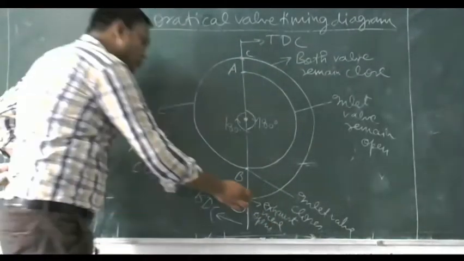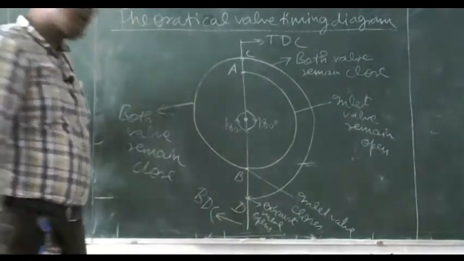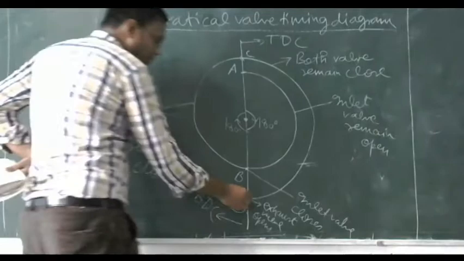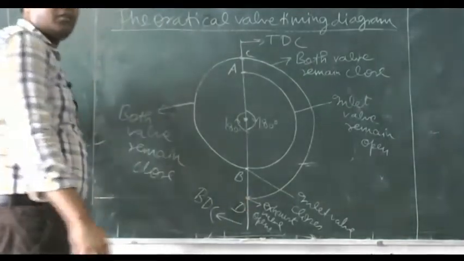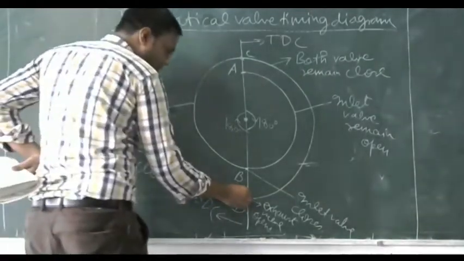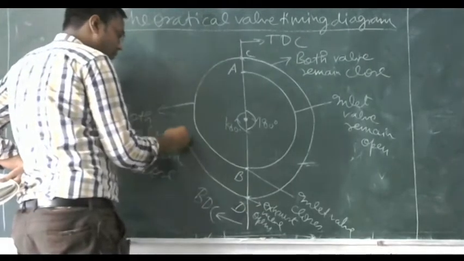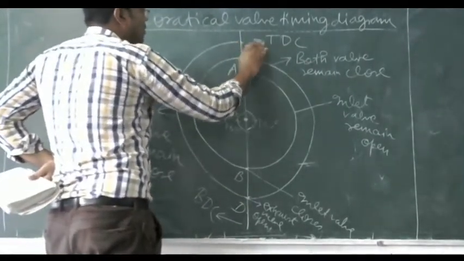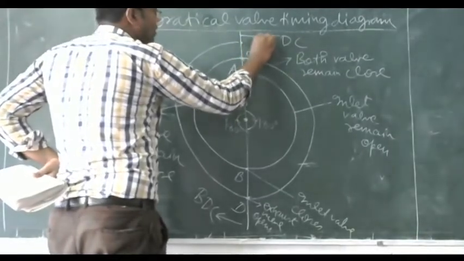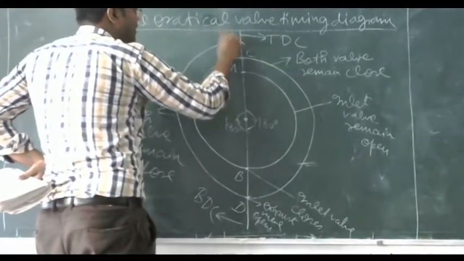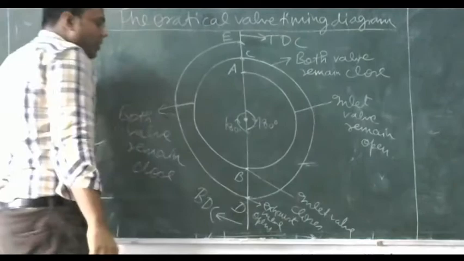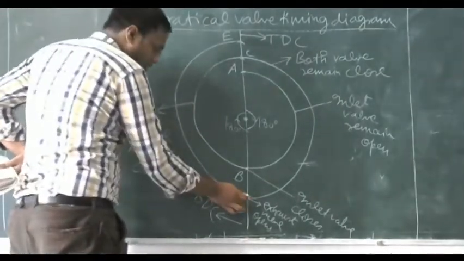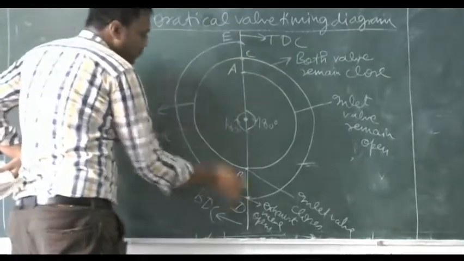Now here at point D exhaust valve opens. And from D, the exhaust stroke starts. For the exhaust stroke, the crankshaft again revolves by half a revolution, from D to E.